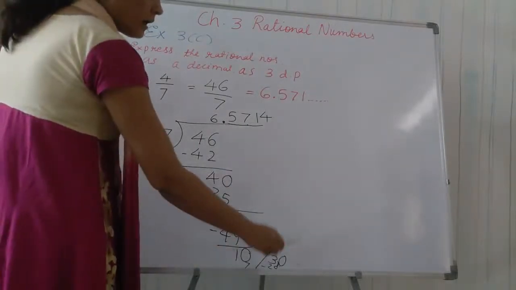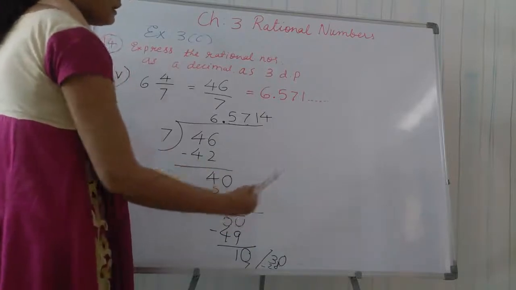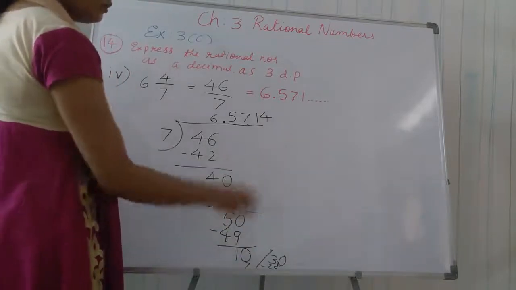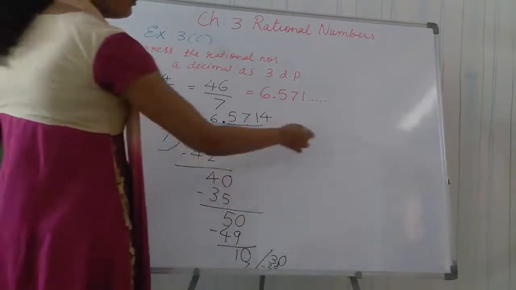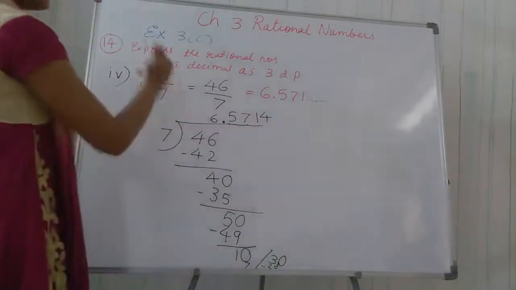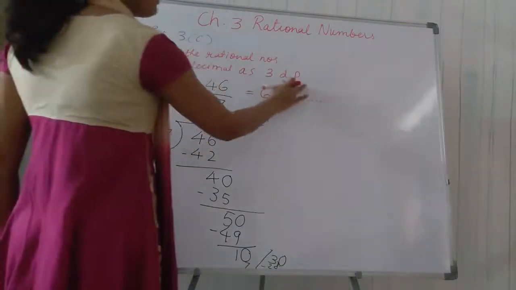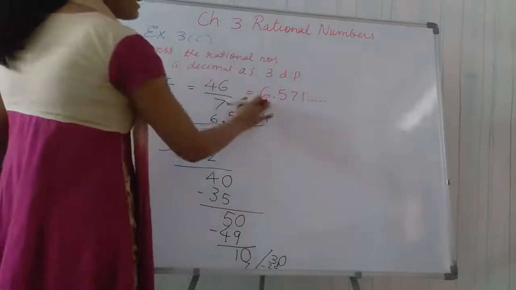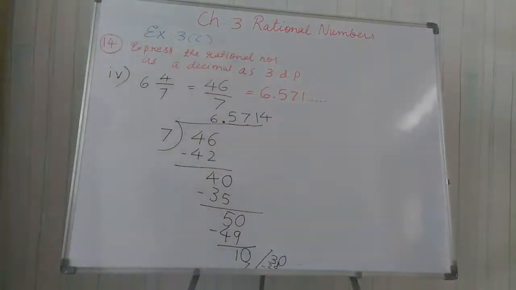It has not ended, it is a continuous process. It is still continuing. If you move further, you will get more numbers. But here in the question, you want up to 3 decimal place. I have written 6.571 and then kept dots.